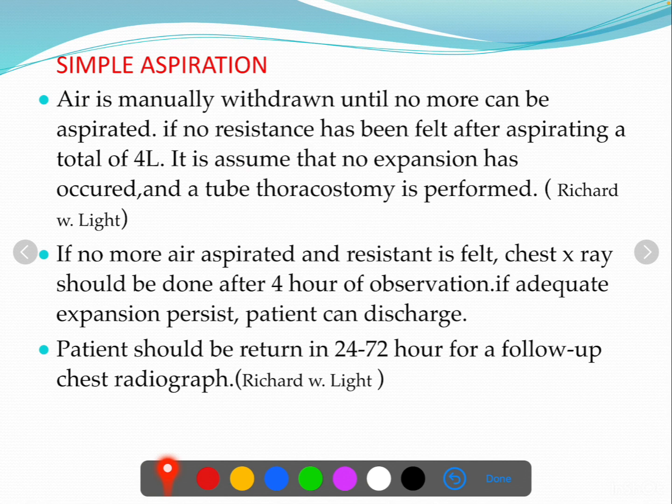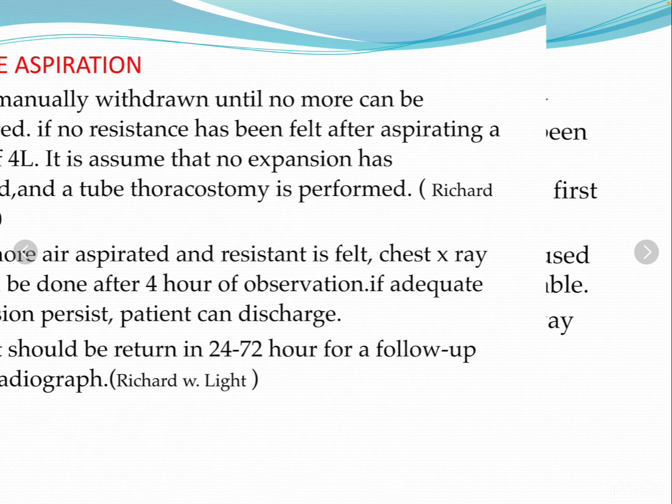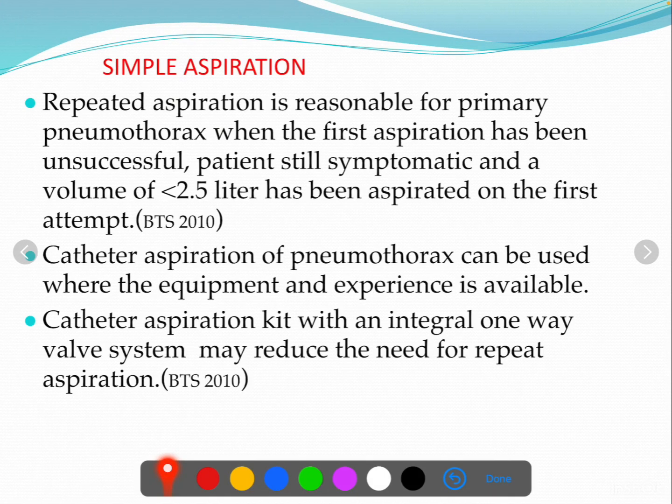Very important. The patient should return in 1 to 3 days for follow-up with a chest radiograph after simple aspiration. Repeated aspiration is reasonable for primary pneumothorax when the first aspiration has been unsuccessful, the patient is still symptomatic, and a volume of less than 2.5 liters has been aspirated on the first attempt. Then we can repeat aspiration. So on the first visit, if we have aspirated less than 2.5 liters and the patient is symptomatic, then we can try simple aspiration again for a primary pneumothorax.